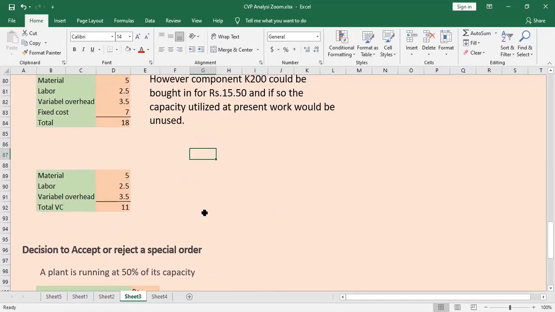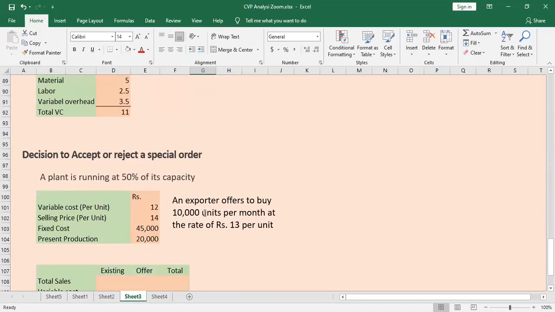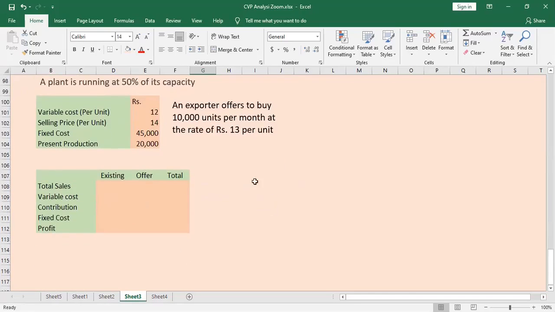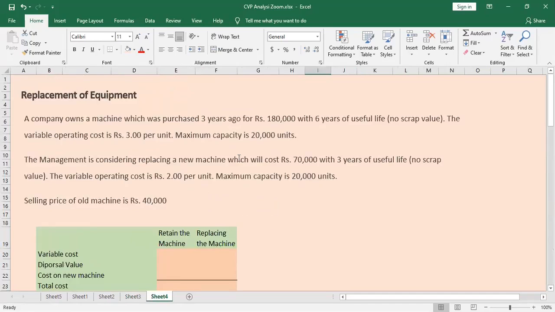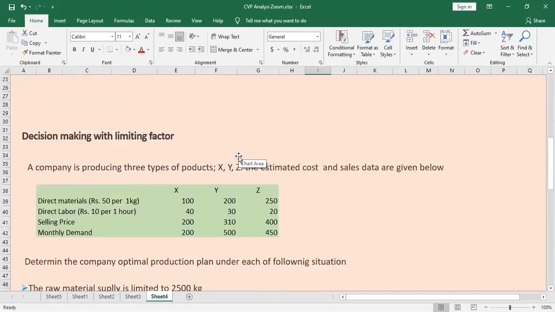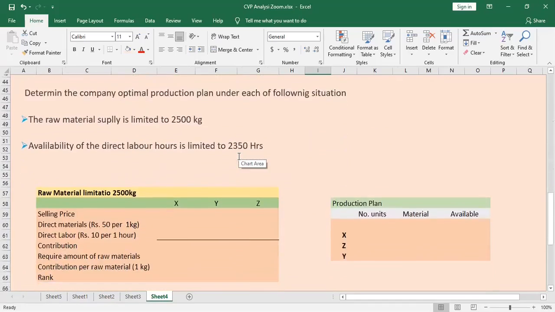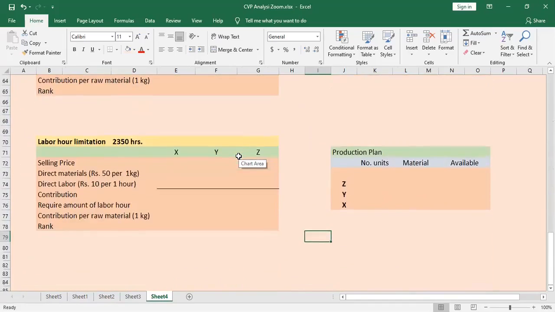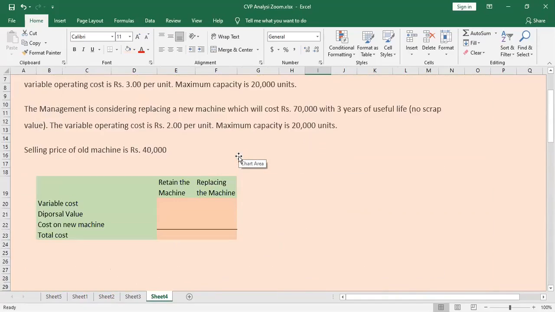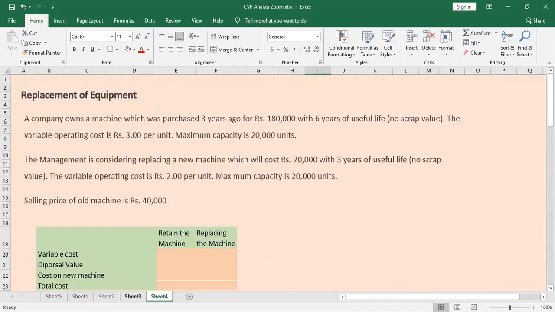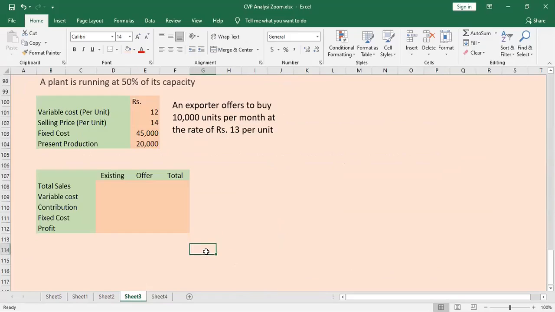Now it's around 9 past 3. We have quite a lot left to discuss: the decision to accept or reject a special order. After that, we will discuss the replacement of equipment and decision making with a limiting factor, which we will do in the next meeting. And for today, I'm going to stop the class right now.